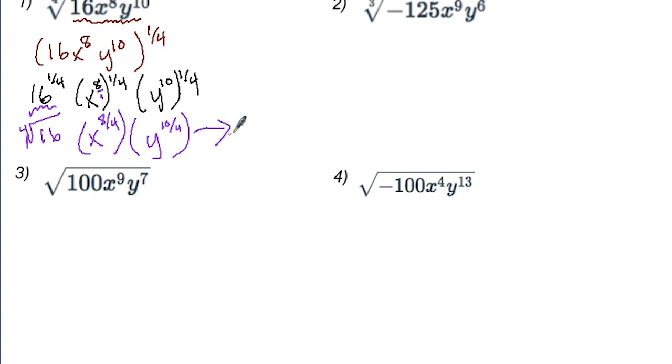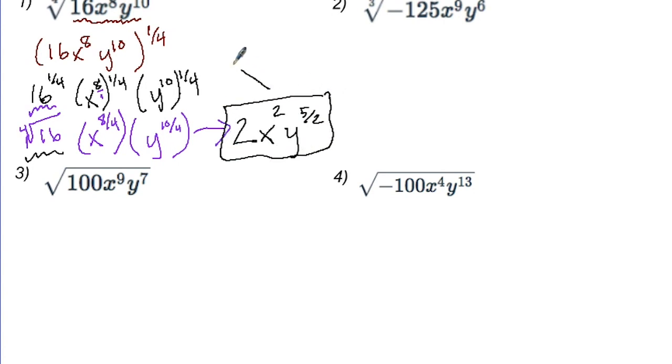All right. So wrapping all this up here, we have this first thing, the fourth root of 16, which is 2, x to the 8/4, which is x squared, and then y to the 10/4. So y to the 10/4 can be simplified, that fraction, but it's still a fractional exponent. It's going to be 5/2. And there we go. The expression is equivalent to this one, written with fractional exponents.